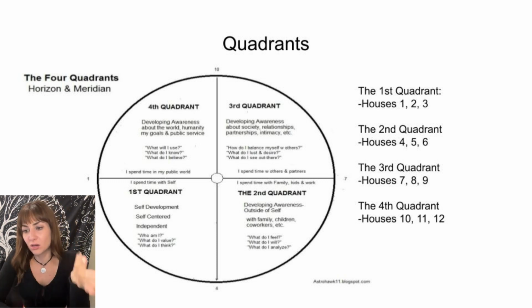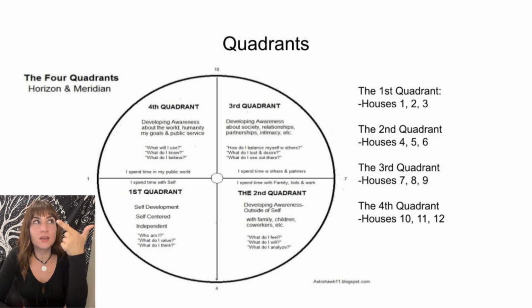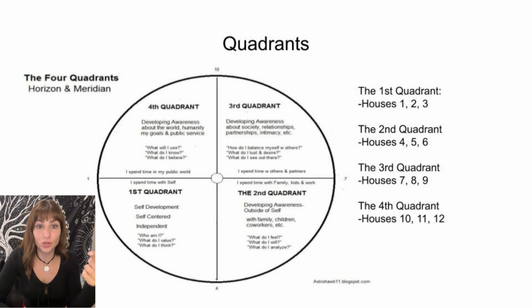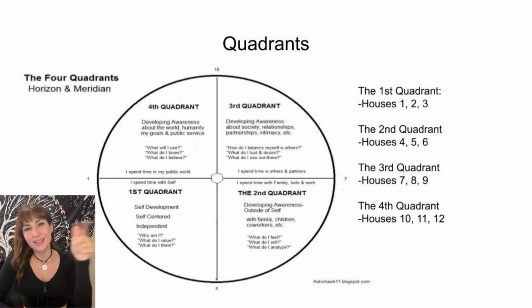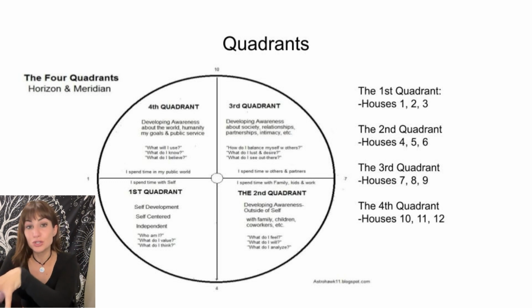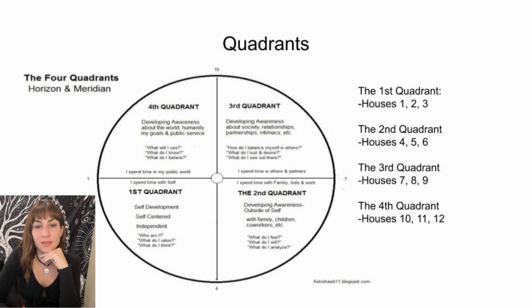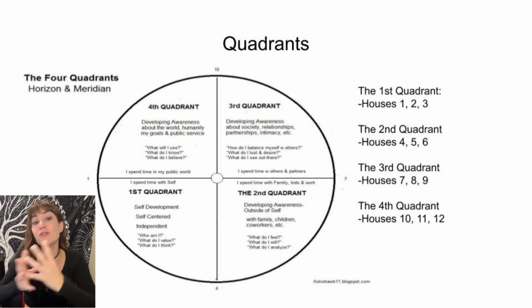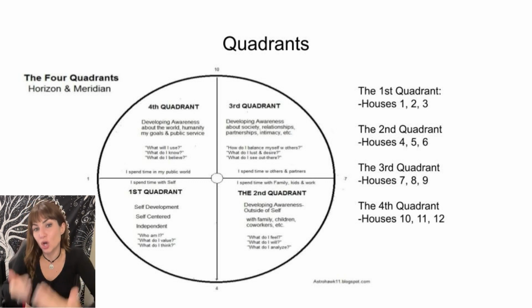And so it says here, self-development, self-centered. Now, one thing I need to say about astrology is when we say certain terms like self-centered, we have connotations in the English language for what that means. That's not what we mean. We're not meaning this means you're self-centered because you have houses in that quadrant. That means that the focus of that quadrant is on the self.